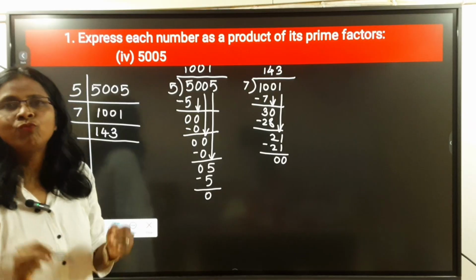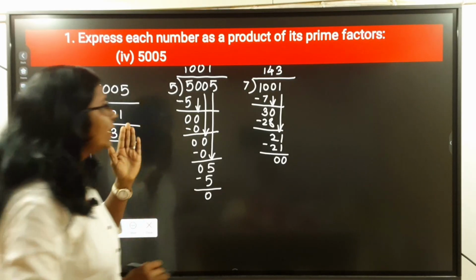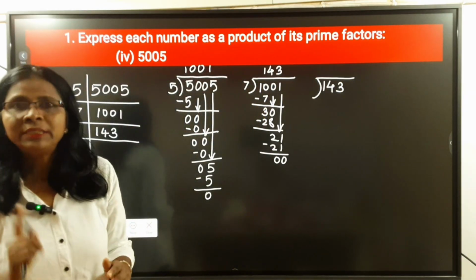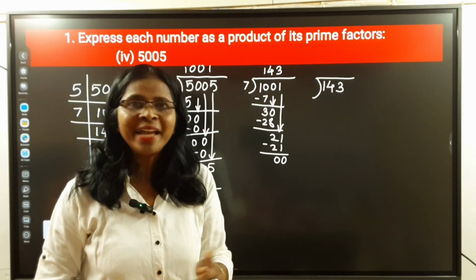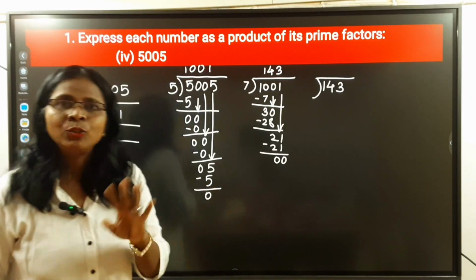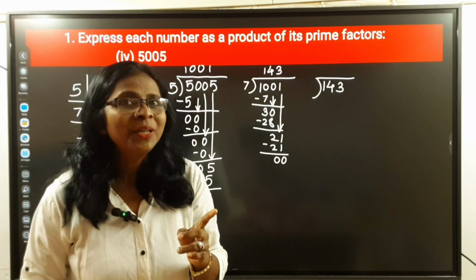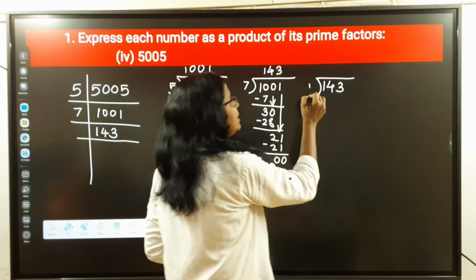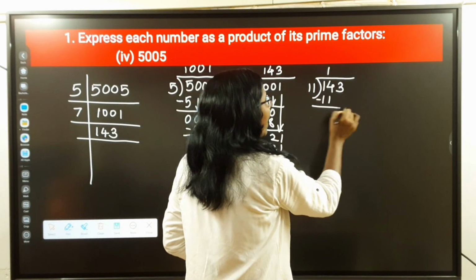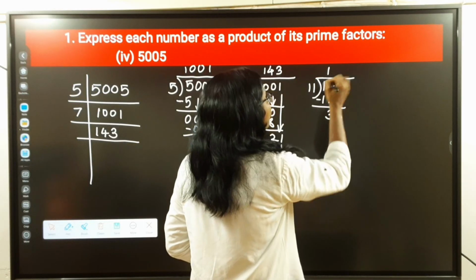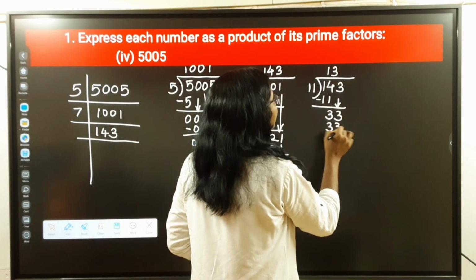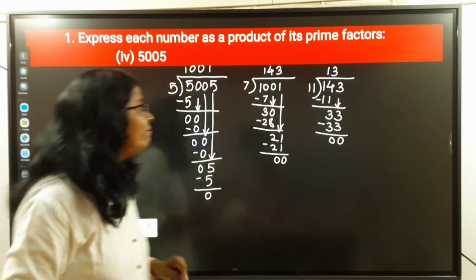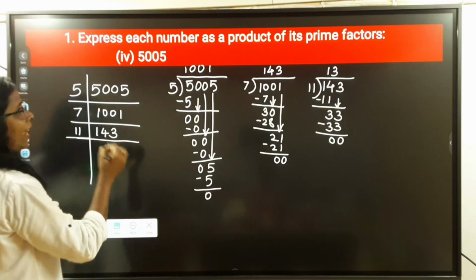Now we have the number 143. Is it divisible by 2? No. 3? No. 4? No. 5? No. 6? No. 7? No. 8? No. 9? No. Then 11? Yes, it could be divisible by 11. So 11 ones are 11, and then 3, 33. So 11 threes are 33. Yes, so we say that 143 is divisible by 11. So here we write 11 and here 13.